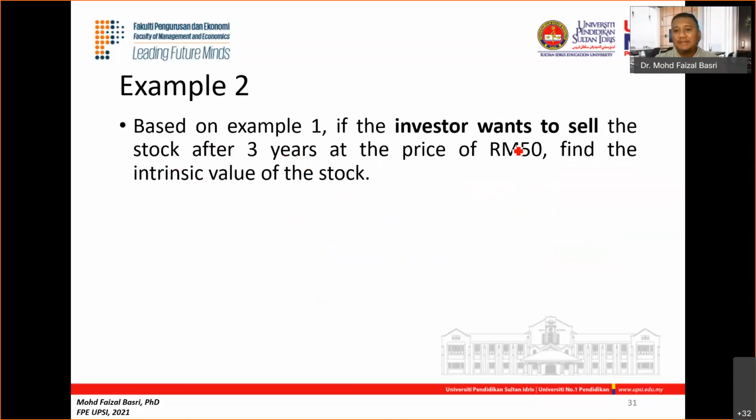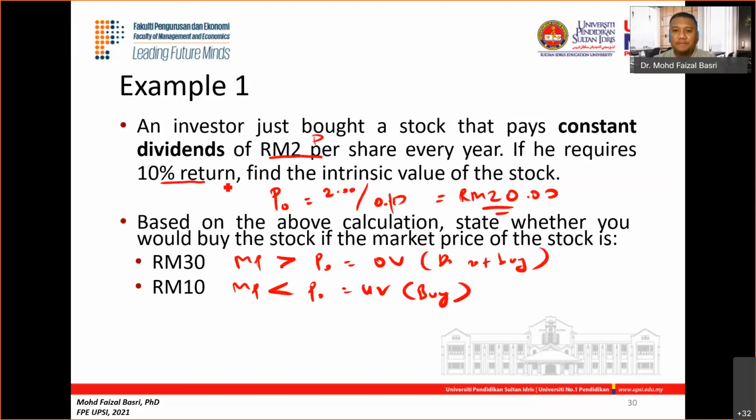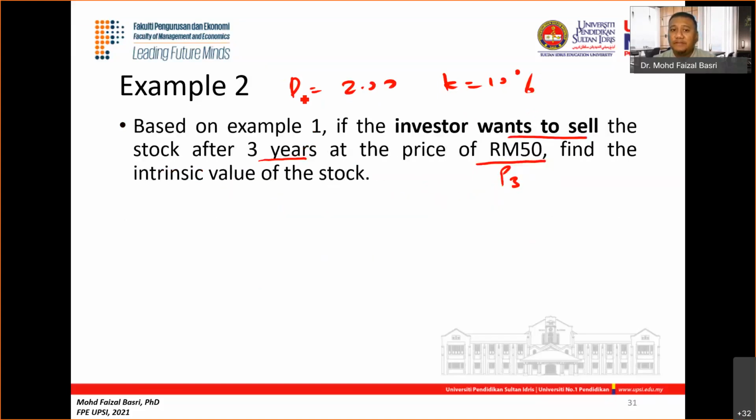Now the investor wants to sell the stock after 3 years with a price of 50 ringgit. Okay, so this is our price in year 3 because they want to sell it in year number 3. So find the intrinsic value of the stocks. We know the dividend is 2 ringgit because it's fixed. And the required rate of return is 10%, based on this example. Now we have the dividends and we also have the price. We can find the intrinsic value, the P0.